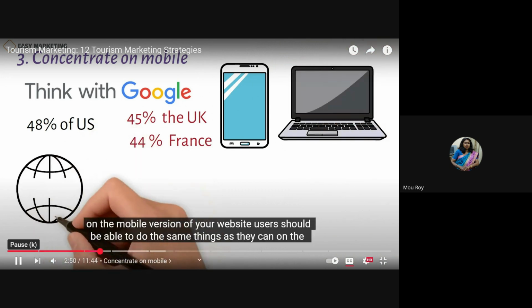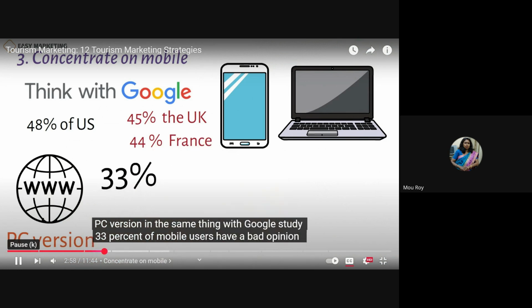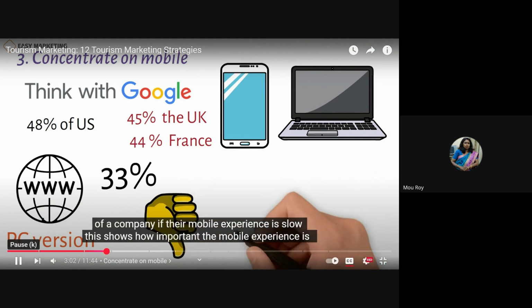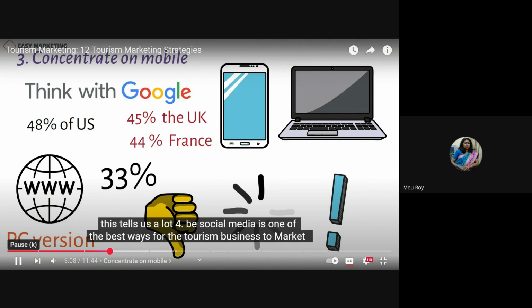On the mobile version of your website, users should be able to do the same things as they can on the PC version. In the same Think with Google study, 33% of mobile users have a bad opinion of a company if their mobile experience is slow. This shows how important the mobile experience is. This tells us a lot.